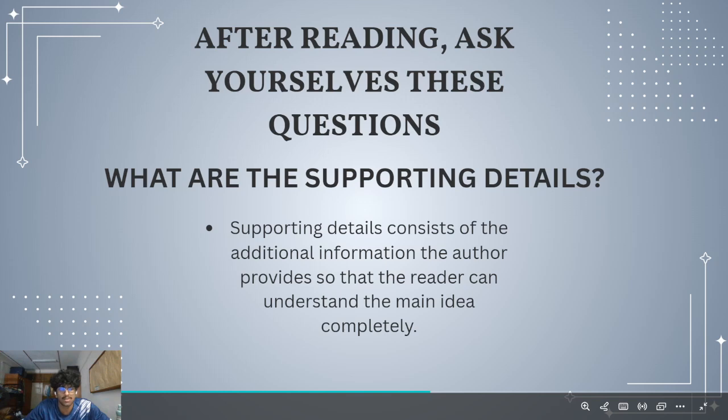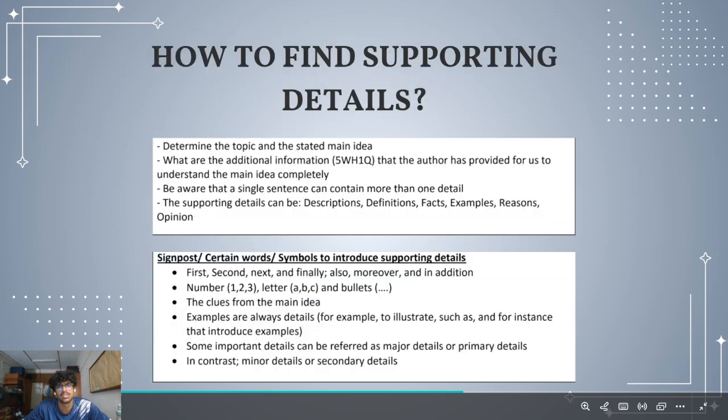Okay, so after we found the main idea, we need to find the supporting details. Supporting details are very important also, as we get to list the additional facts, statistics, demographics, or anything. So it consists of the additional information the author provides so that the reader can understand the main idea completely. So basically you need the supporting details in case you don't understand the main idea. So how do we find the supporting details?